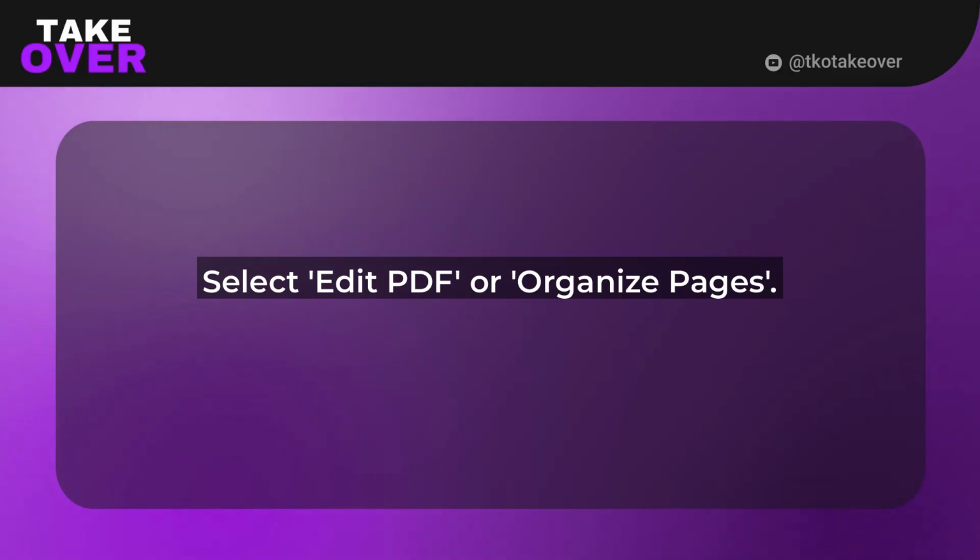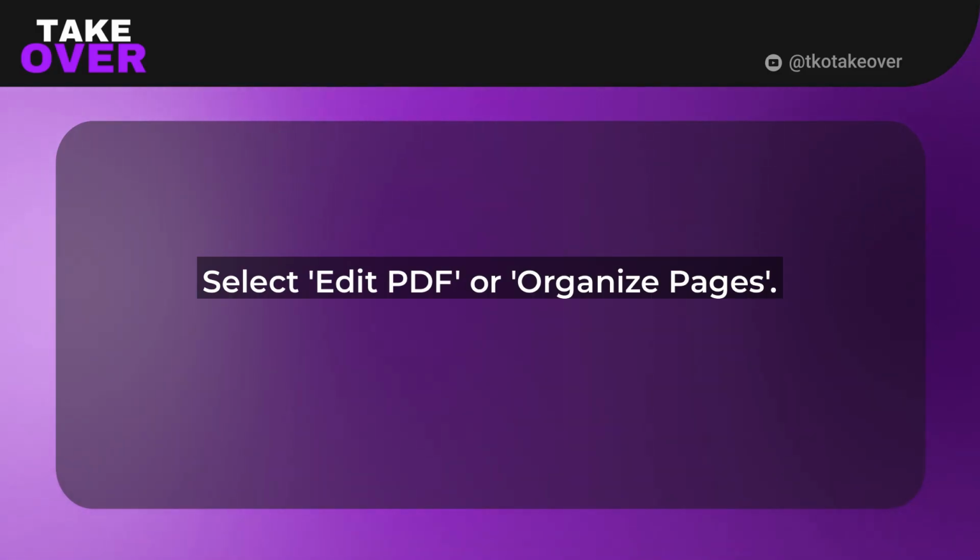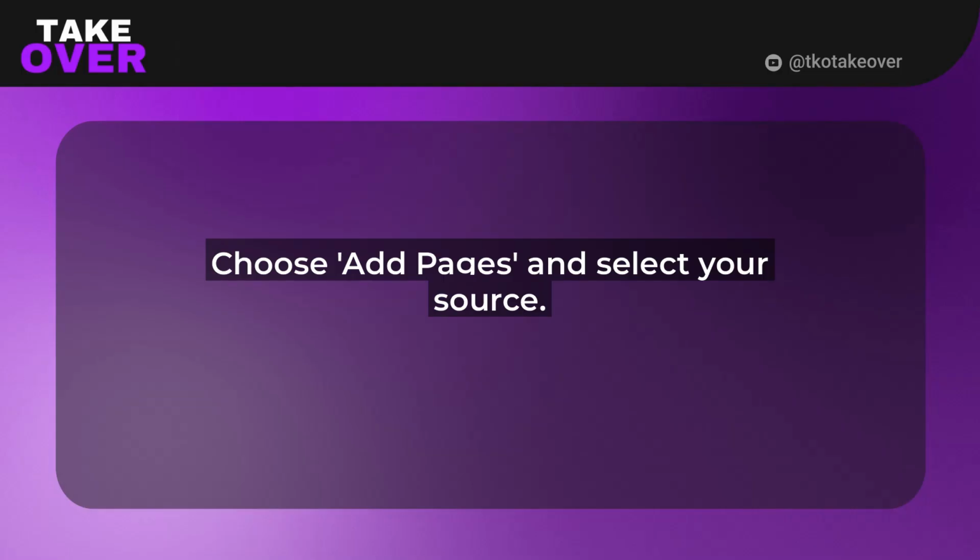Once you're in, click on Add Pages. You can choose to add a blank page or insert pages from another PDF file. For example, if you're adding from another file, browse and select it, then decide where you want the new pages to go. Maybe at the end or right in the middle.